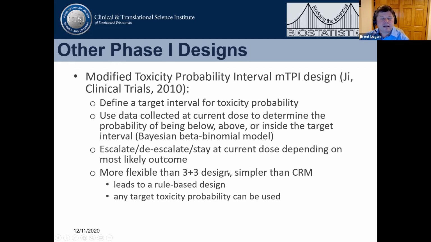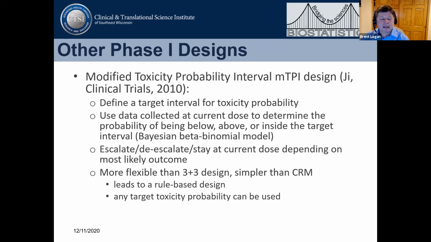Another one that is useful is called an mTPI, or Modified Toxicity Probability Interval design. Here you define a target interval or range for the toxicity probability, and then you use the data collected so far at the current dose to determine the probability of being below, above, or inside that target interval. This is actually a Bayesian approach. And based on that information, there are rules that help you decide whether to escalate, de-escalate, or stay at the current dose.